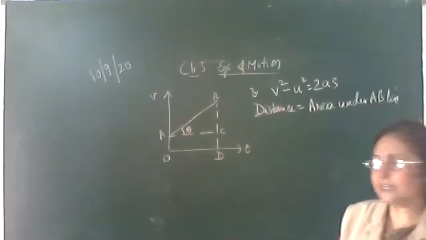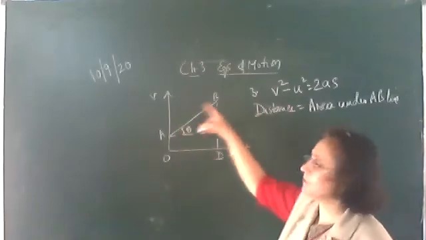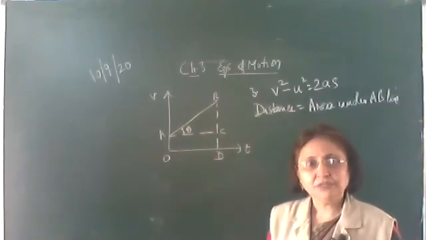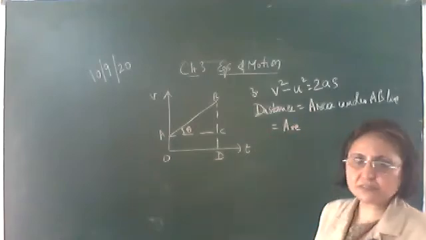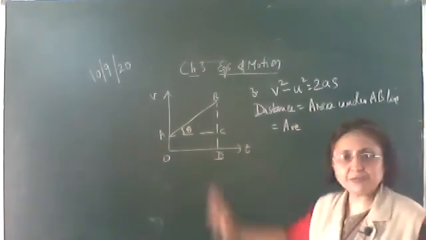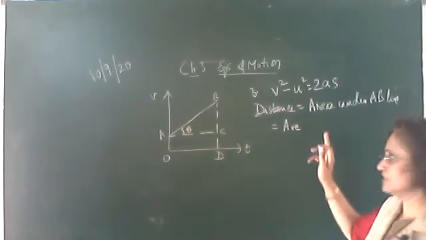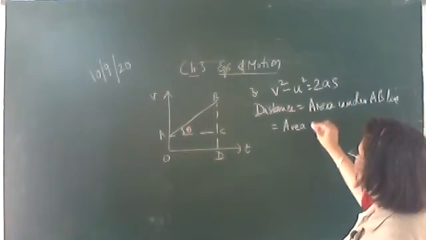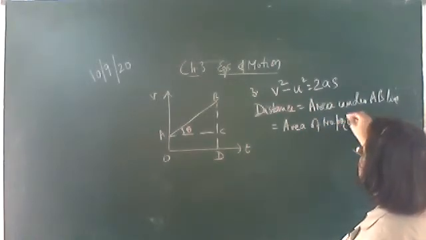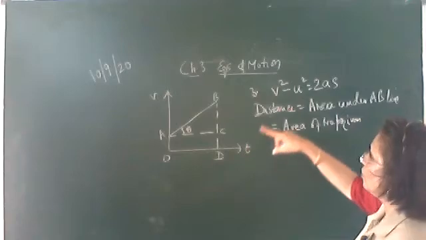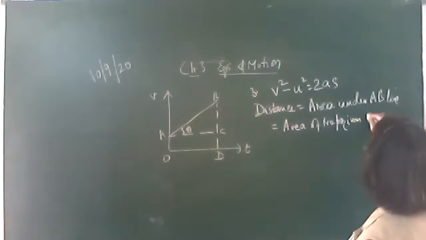Now let's do it in a different manner. We see that this shape is a trapezium. Let's find out the area of the trapezium, or otherwise area of triangle plus rectangle also you can do; you will get this equation. So here, the area of the trapezium. Let's name this trapezium OABCD.